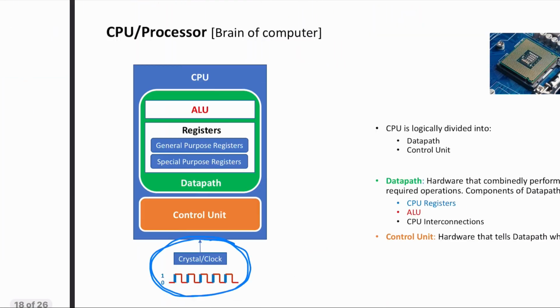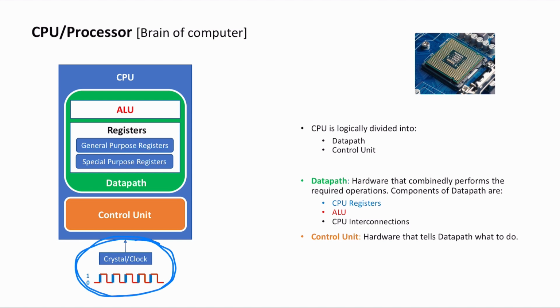Since we are discussing CPU here, let's discuss operating speed in the context of this device, the CPU. You can see the clock here. This clock is attached to the CPU, and it is oscillatory in nature. What does it mean? It means that this clock ticks at regular intervals of time.